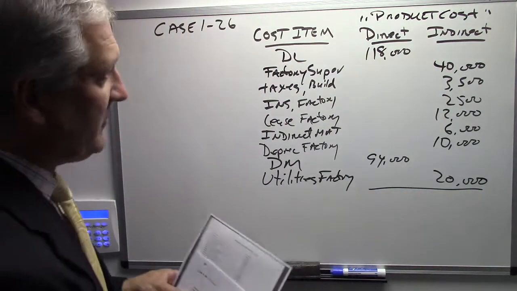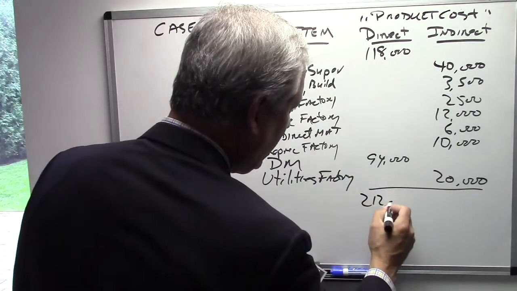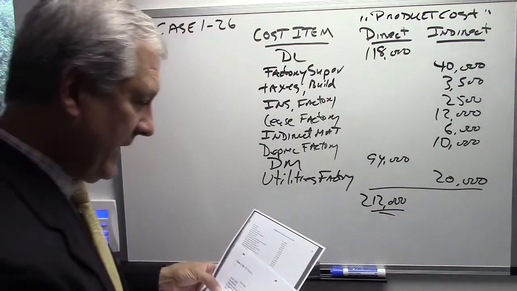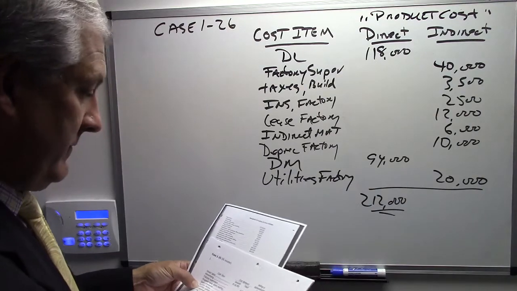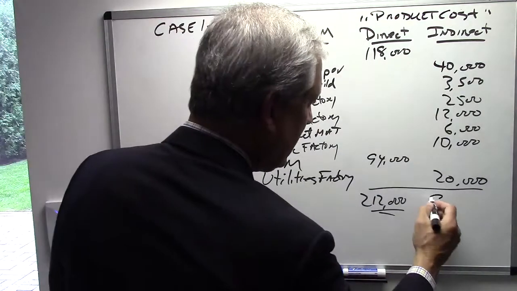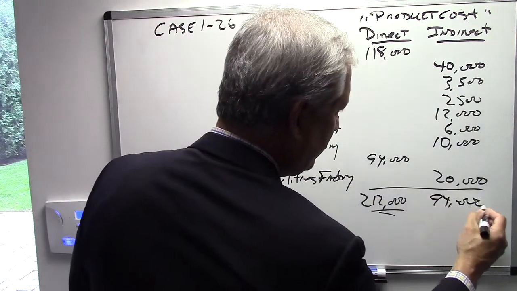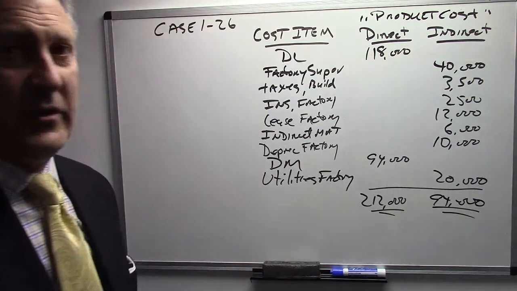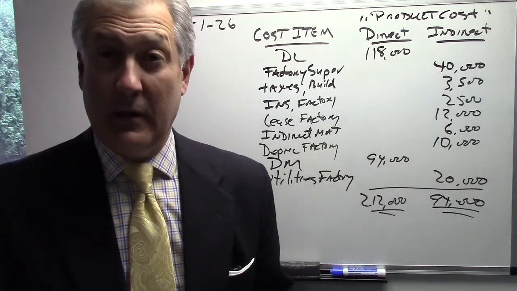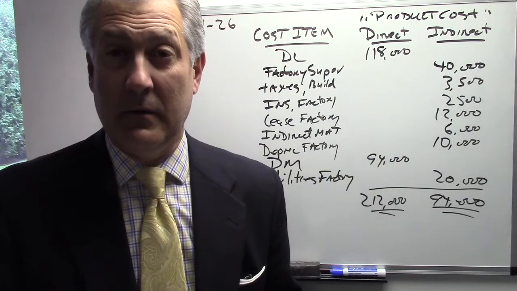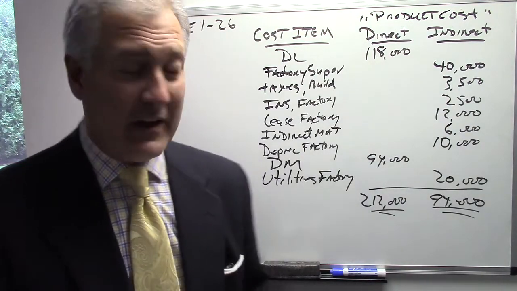So I total up these items. I have direct costs of $212,000. And I've got all my indirect costs. That's going to amount to $94,000. And there you go. So you need to be able to classify these costs as to whether they are direct materials, direct labor, or manufacturing overhead.